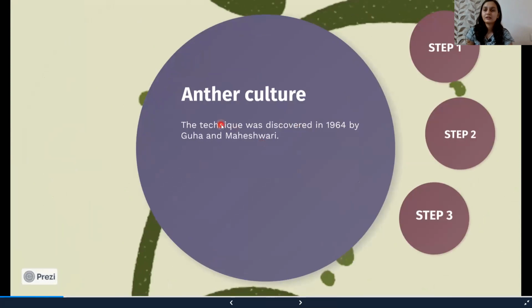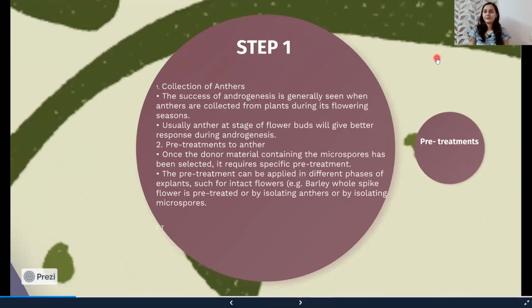The technique of anther culture was discovered by Guha and Maheshwari in 1964. The first step of anther culture is collection of the explant, so the anthers are collected. The success of androgenesis is generally seen when anthers are collected from a plant during its flowering season. So mainly we have to take care of the flowering season of the plant. Usually in the flowering season, the flowers are collected.